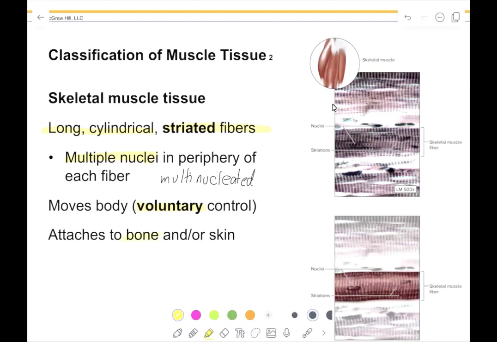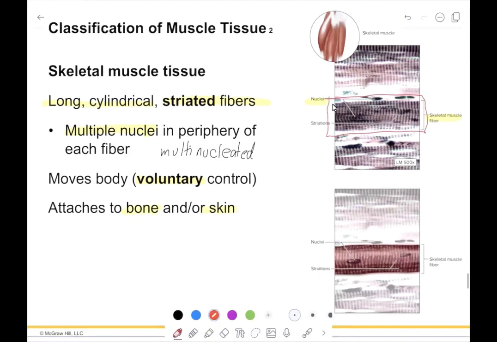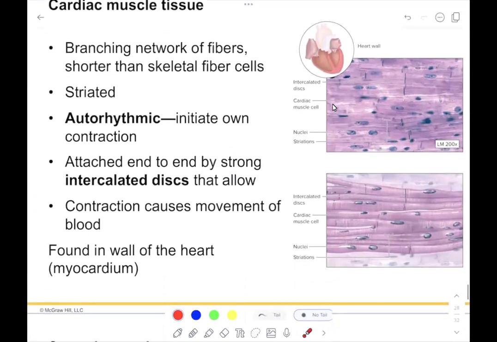They're attached to the bone or the skin. So tendons, for example, anchor the muscles to the bones. When we look at the histology a little closer, you can see a skeletal muscle fiber here with many nuclei, and I'll draw an arrow around one of these cells to show you how large they are. So they have multiple nuclei. This micrograph below here highlights one individual skeletal muscle fiber.